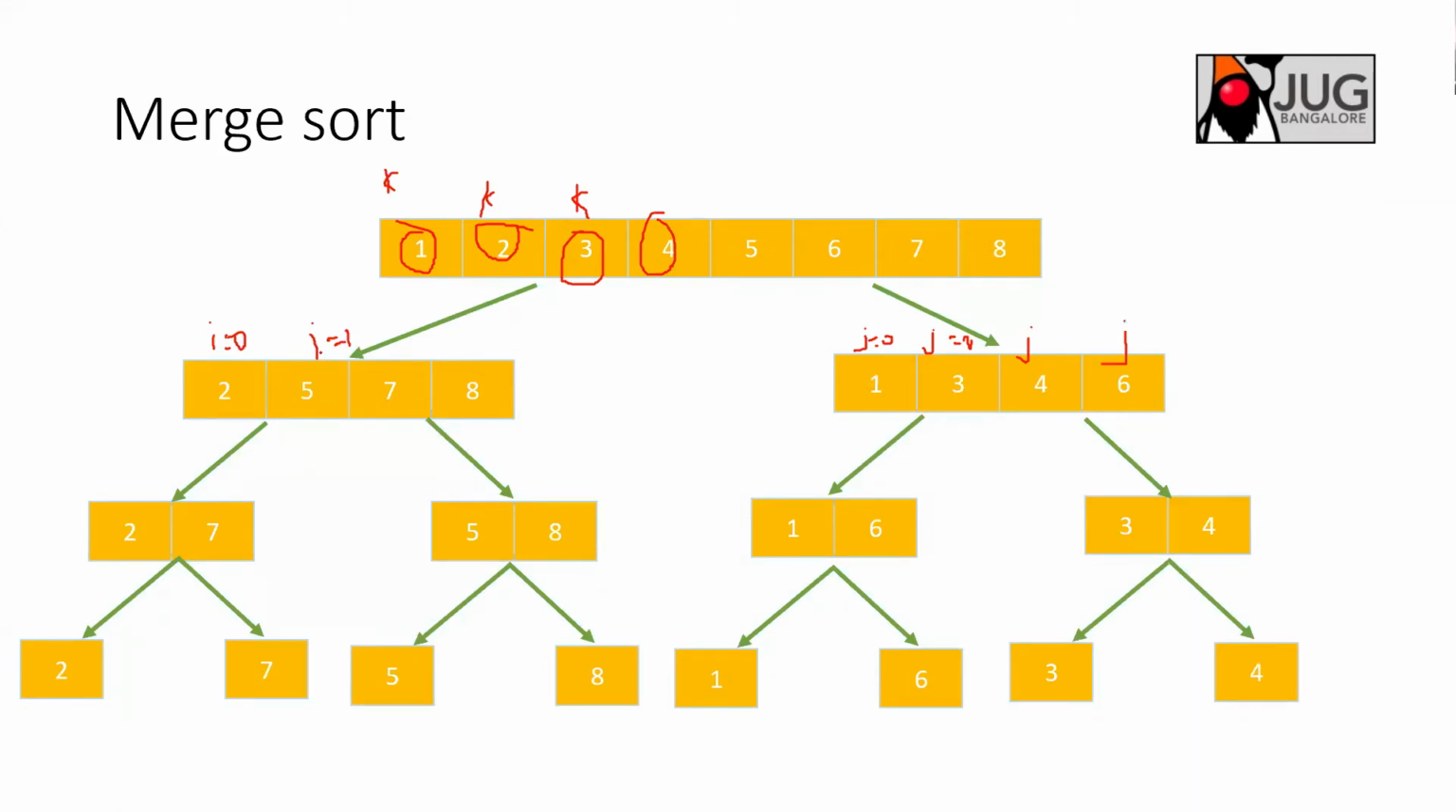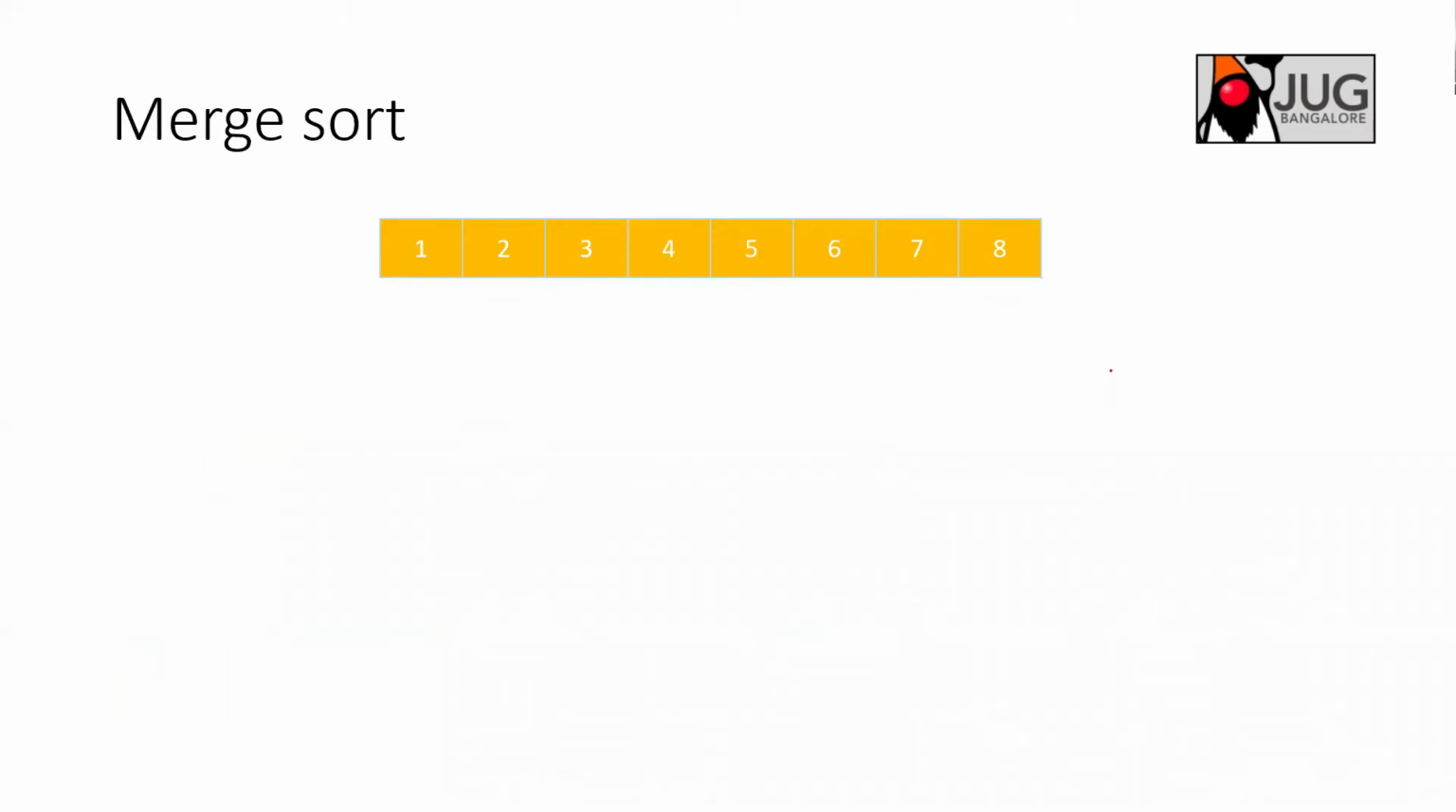Then now you compare left of i with right of j. So 5 and 6 is compared. Now you realize 5 is less, so 5 is copied back here. Now your i has been incremented, which is here at the second place, 0, 1, 2. Now you compare left of i and right of j, 7 and 6. So 6 will be copied here. By this time, your loop will terminate.